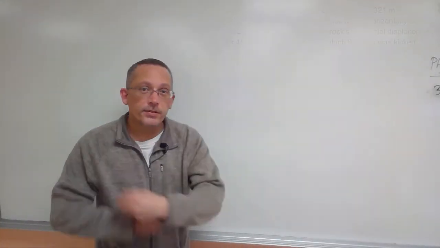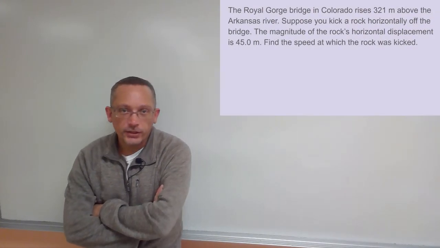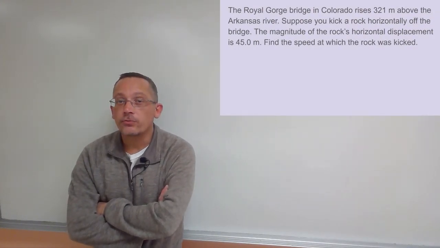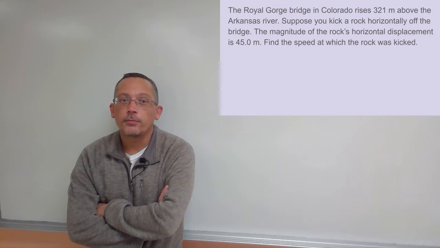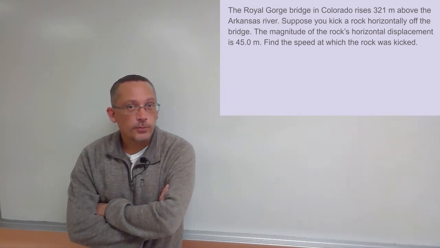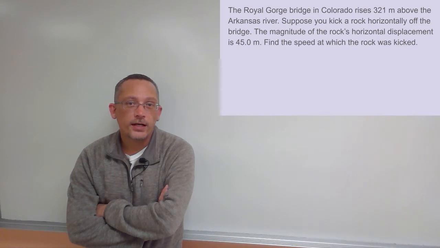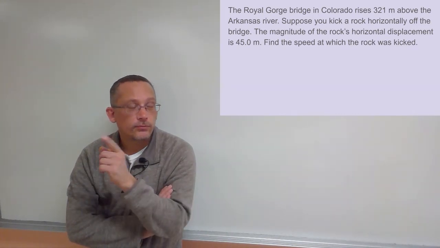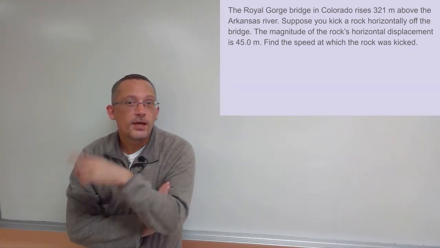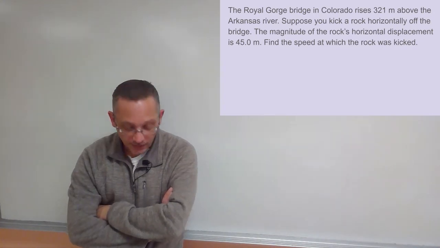This first example says the Royal Gorge Bridge in Colorado rises 321 meters above the Arkansas River. Suppose you kick a rock horizontally off the bridge. The magnitude of the rock's horizontal displacement is 45.0 meters. Find the speed at which the rock was kicked.